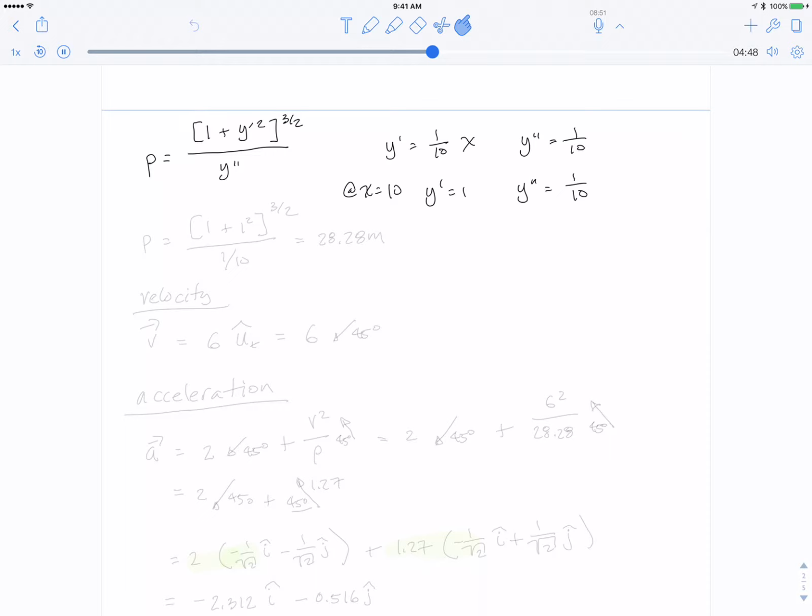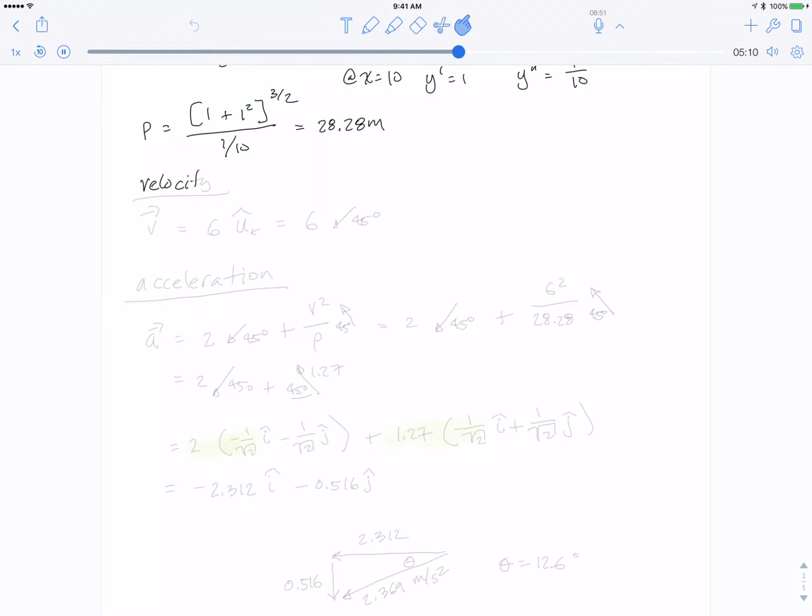So the radius is given by 1 plus 1 squared to the 3/2 power, all divided by 1 over 10. And when you plug that all in, you get 28.28 meters. And so we're ready to go. And so let's plug everything in. Let's do the velocity first. So the velocity is 6 times the tangent vector. So it's 6 going down at 45 degrees.